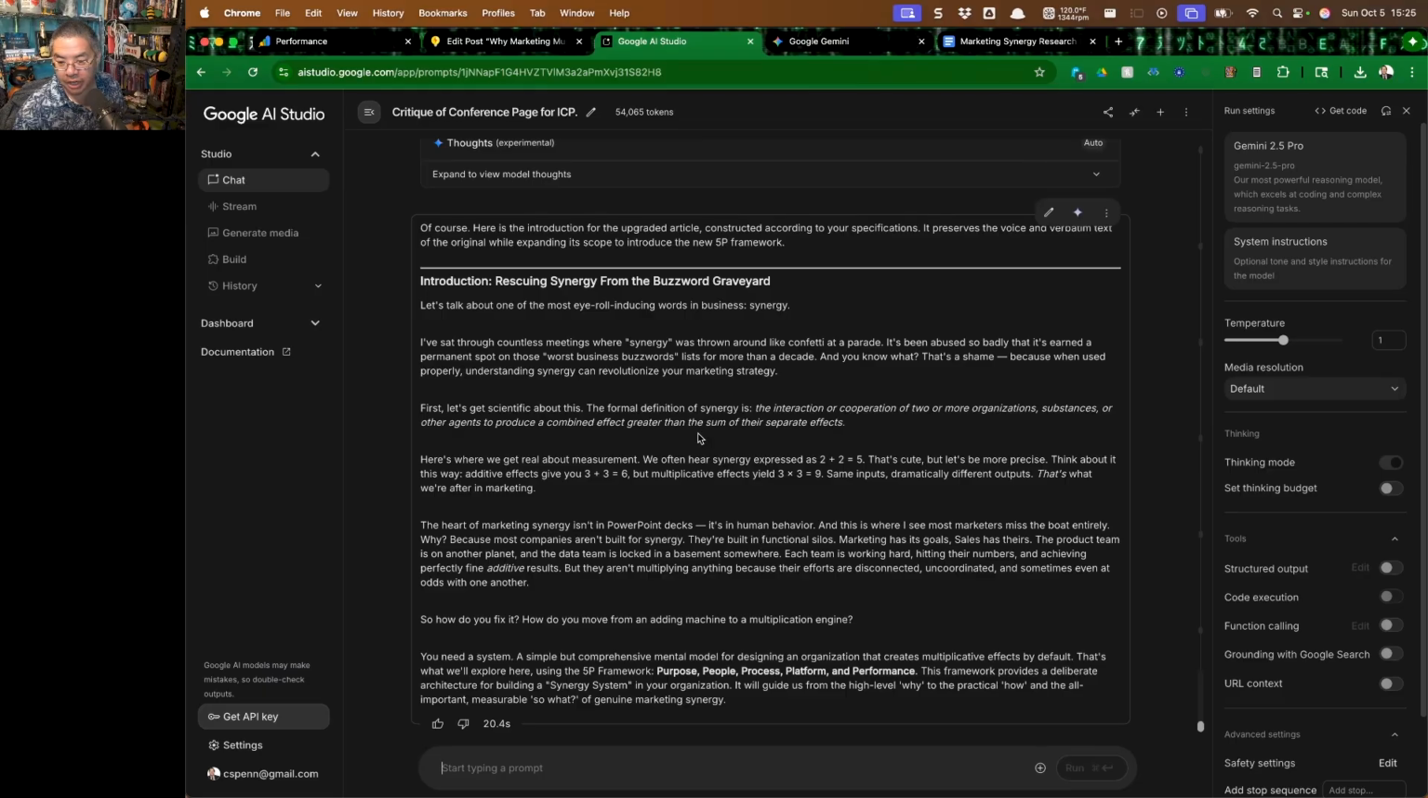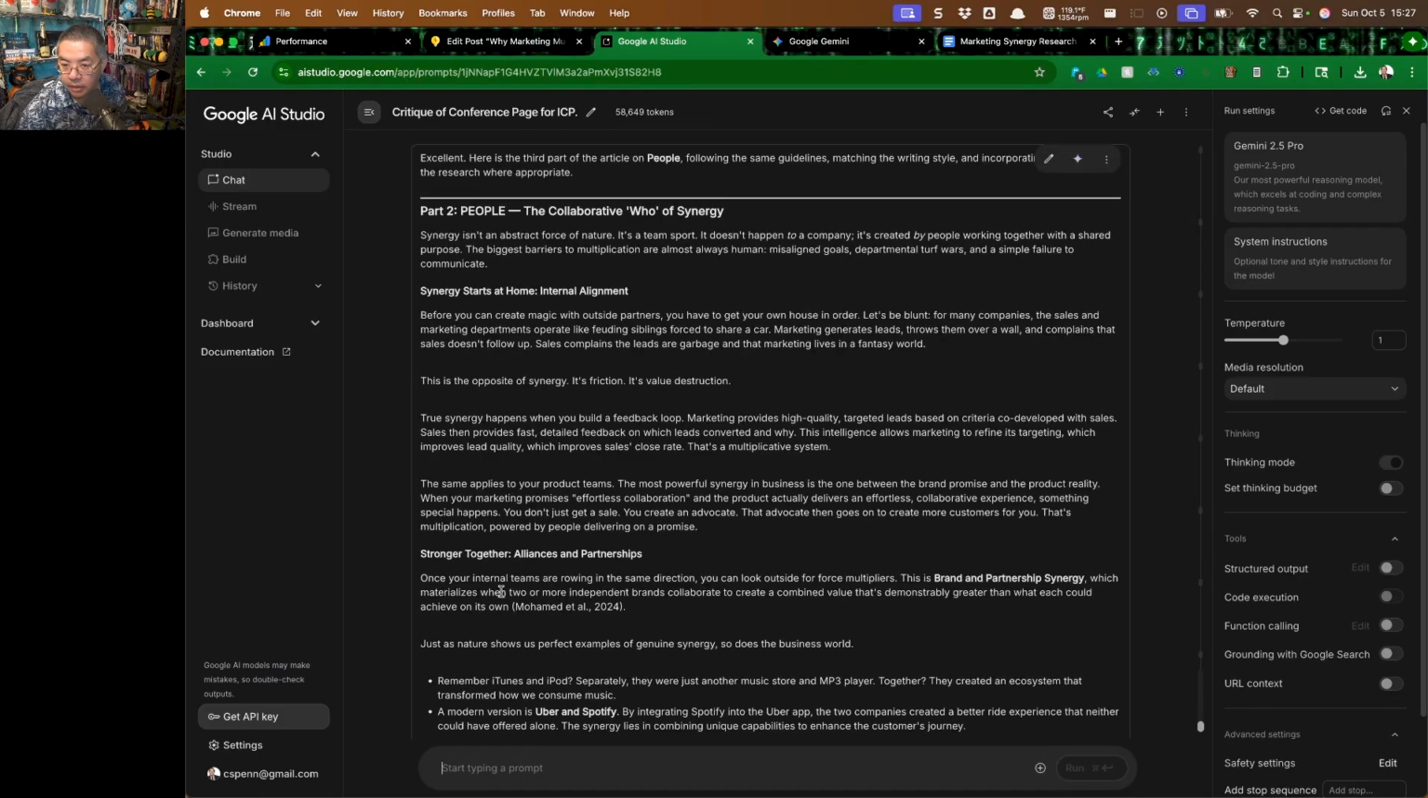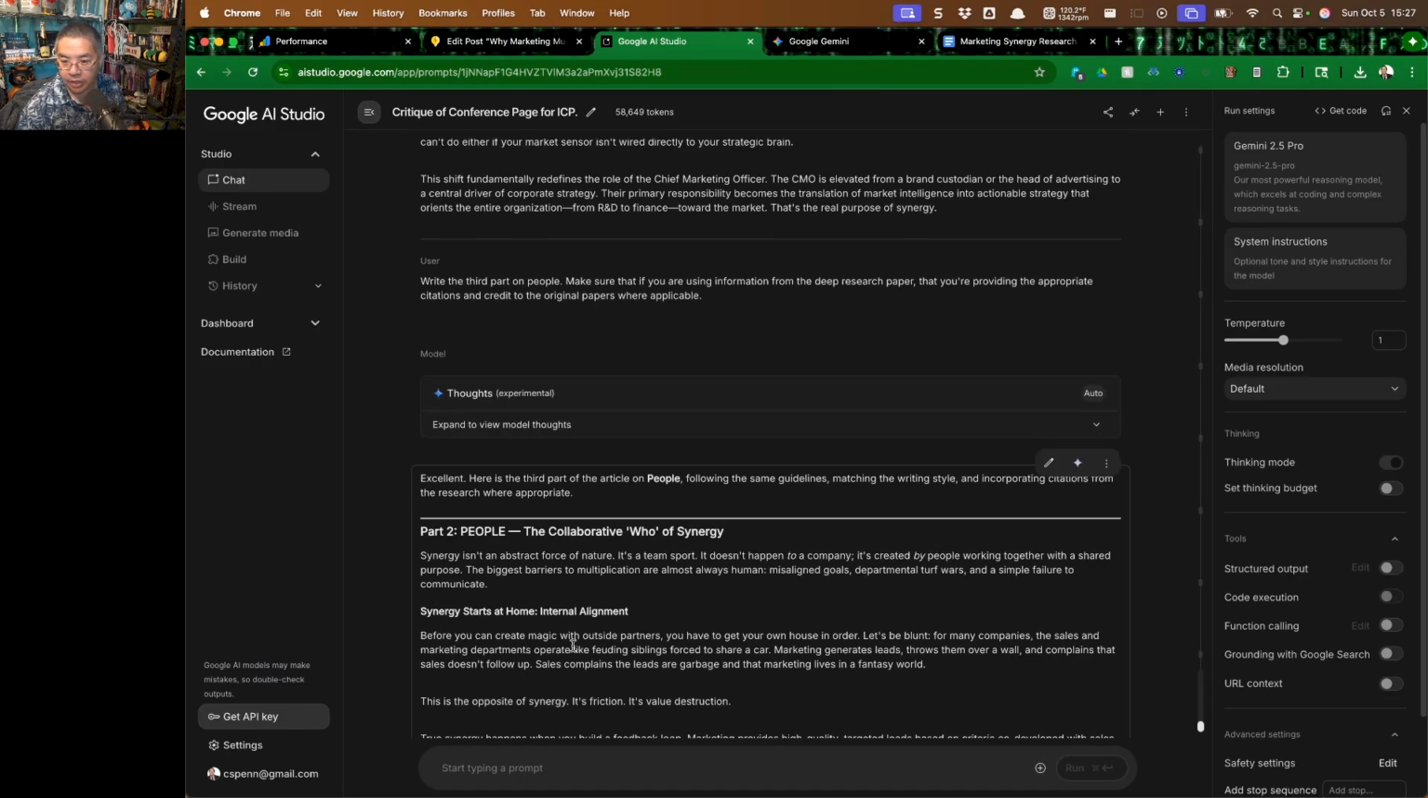Move on to the second part, purpose. Follow the same guidelines for matching the writing style and the original content and serving the needs of the ICP and following the detailed outline. Okay, not bad. Write the third part on people. Make sure that if you are using information from the deep research paper that you're providing the appropriate citations and credit to the original papers where applicable. Give credit where it's due. Okay, good. Let's have it go on now.